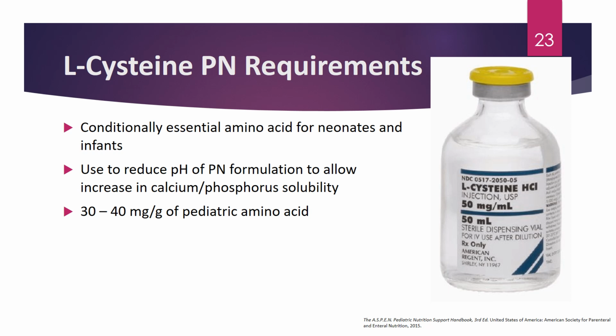and then get delivered to your pediatric patient. In general, we usually give about 30 to 40 milligrams per gram of the L-cysteine per your pediatric amino acid. So for every gram of pediatric amino acid, we give about 30 to 40 milligrams of L-cysteine to make sure that the calcium and phosphate is soluble within the PN bag.